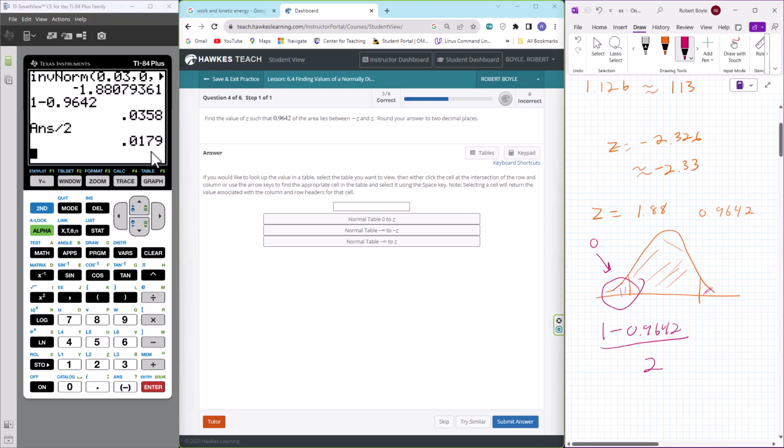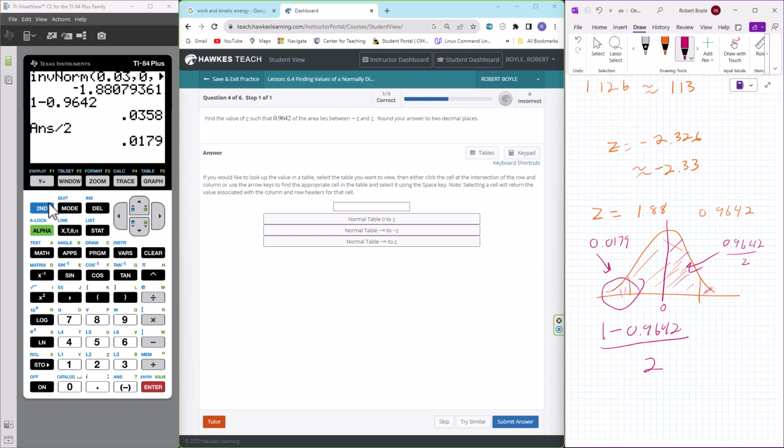So the area here is 0.0179. But also notice if this is 0, the area here is going to be 0.9642 divided by 2. In other words, this area right here is half of the area of interest. We'll get there in a second. Okay, so if we want to use our calculator, that's the number that we want to use. That is the area here.